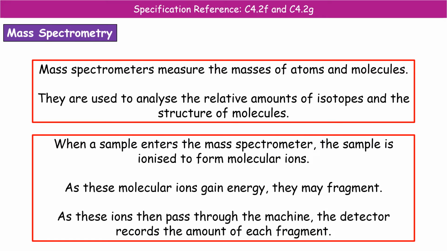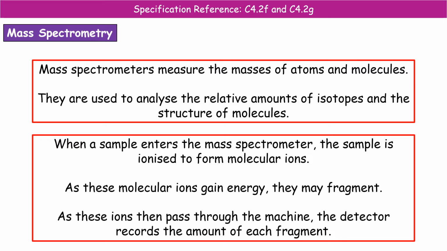Second technique, mass spectrometry. When we're talking about a mass spectrometer, this is something that's going to measure the masses of atoms and molecules. So we can use our mass spec to analyse the relative amounts of different isotopes and to analyse the structure of different molecules.